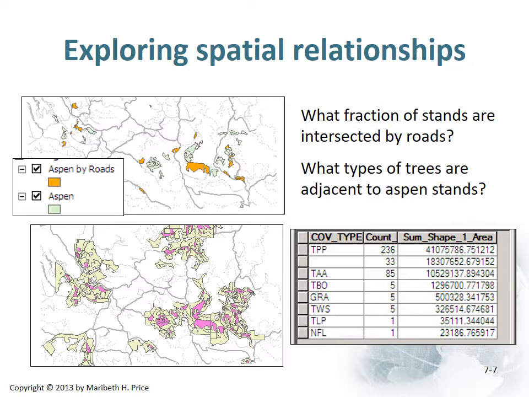We might also ask spatial questions like what types of trees are adjacent to our aspen stands, and then figure out the species composition of an area, and the ones that are close to the aspen, are there relationships between those different species, those types of things. So GIS allows us to not only search and query the table, but we can query the space associated with those tables.